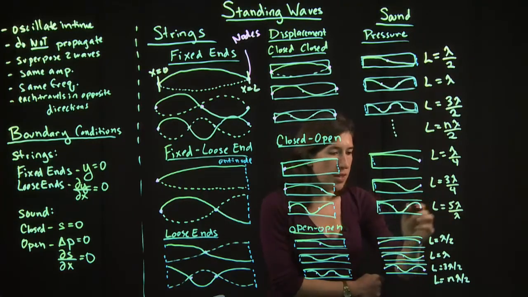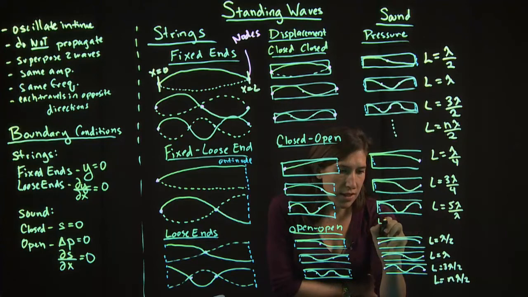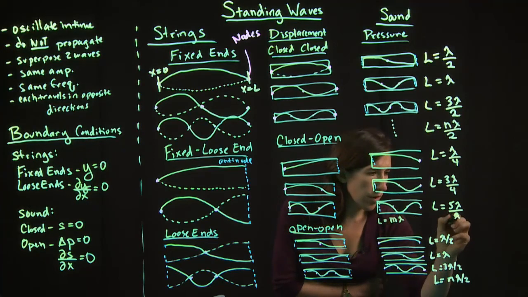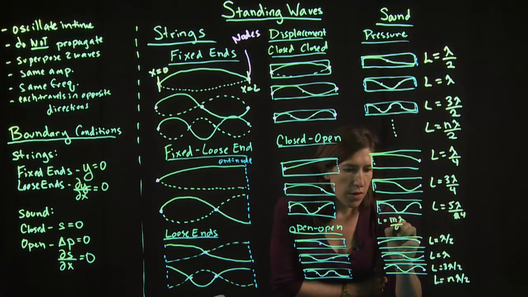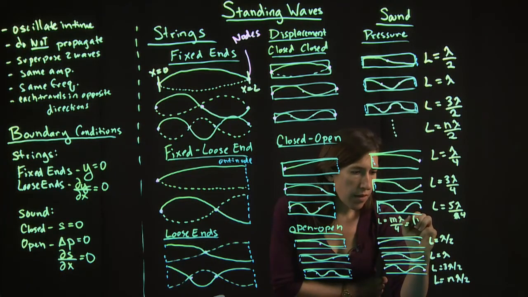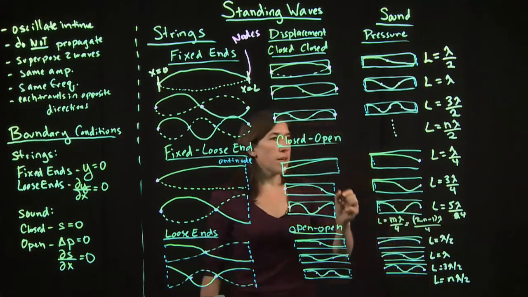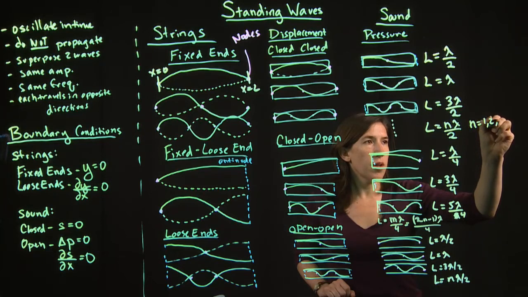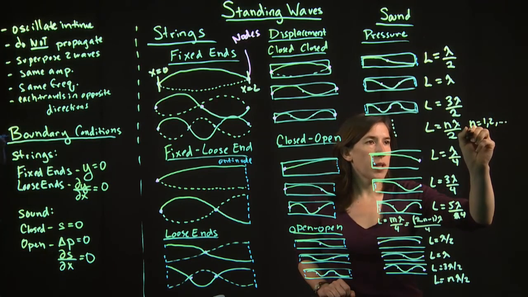So let's see. There's two different ways, right? So we could write this as L equals M lambda over 4. Or we could alternatively write it in terms of 2n minus 1 lambda over 4. So I should, for completeness, have said, this is where n equals 1, 2, dot, dot, dot, all the way up, so n equals an integer.